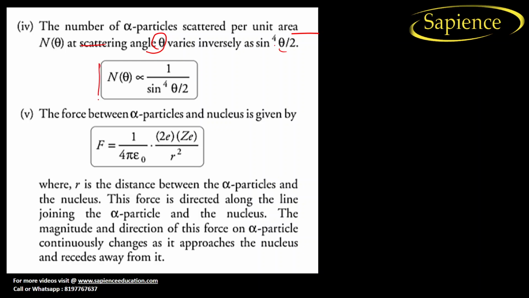So from here we can observe that the number of scattered particles N at an angle theta is proportional to 1 by sine to the power 4 of theta by 2. The force between the alpha particle and the nucleus is given by 1 by 4 pi epsilon naught times 2Ze squared by r squared, where e is the charge of the electron, Z is the atomic number, and r is the distance of the alpha particle from the nucleus. The force is directed along the line joining the alpha particle and the nucleus, and its magnitude and direction change continuously as the alpha particle approaches the nucleus and recedes away from it, right?